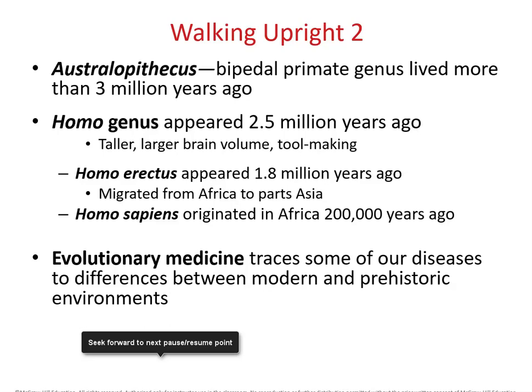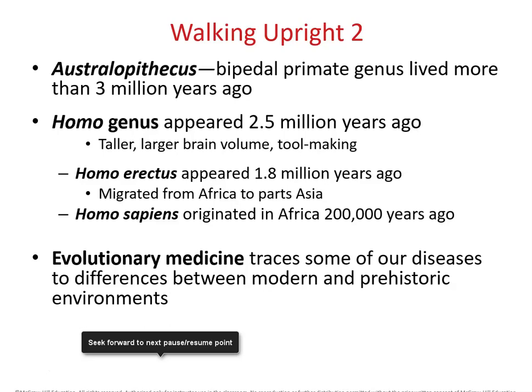2.5 million years ago, a different genus appeared. So this genus, we call it Homo. Homo means same. Okay, so the Homo genus has several species in it. The Homo genus shared characteristics include being taller in height, having a larger brain volume, and being able to make tools.